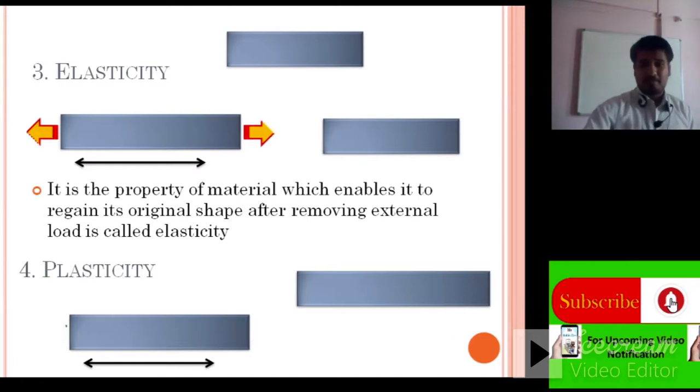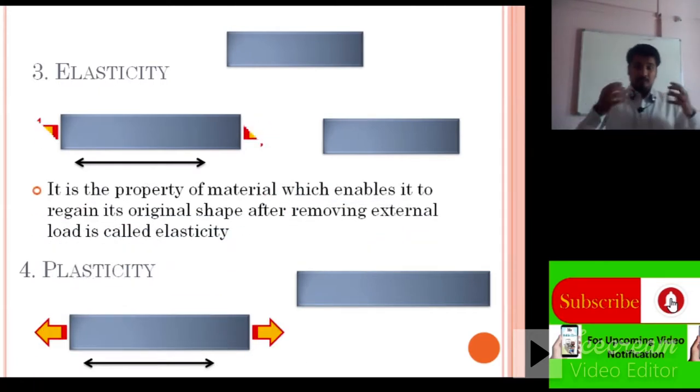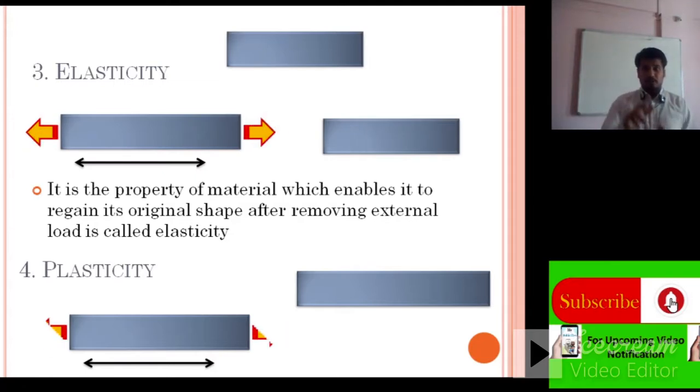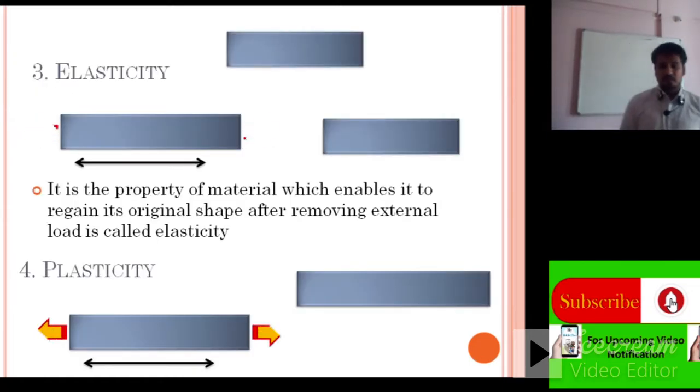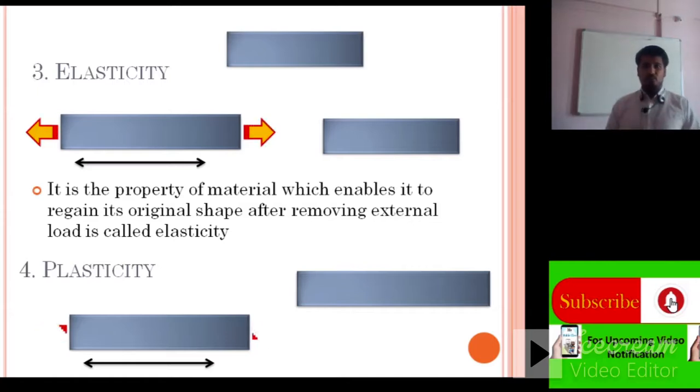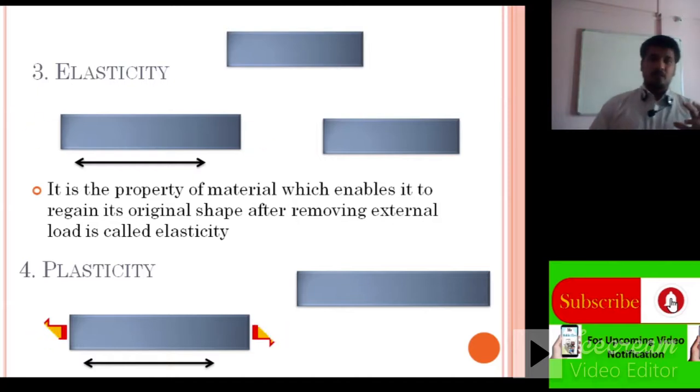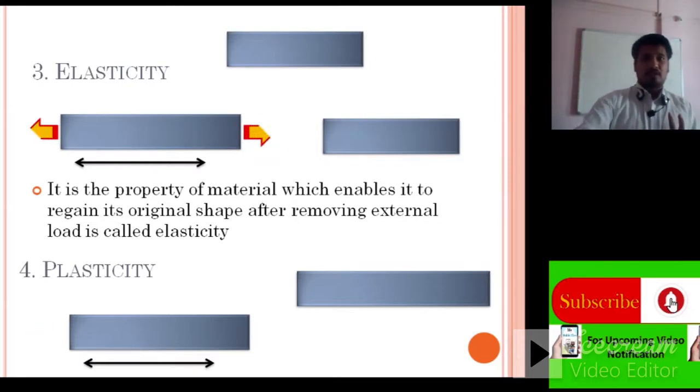But here what will happen is that when we remove the external load, which is represented by the yellow arrow, the material does not come back to its original shape and size, and that property of a material is known as plasticity. Here you can see that the material changes its shape and size after applying the external pressure. These properties are important from an exam point of view.